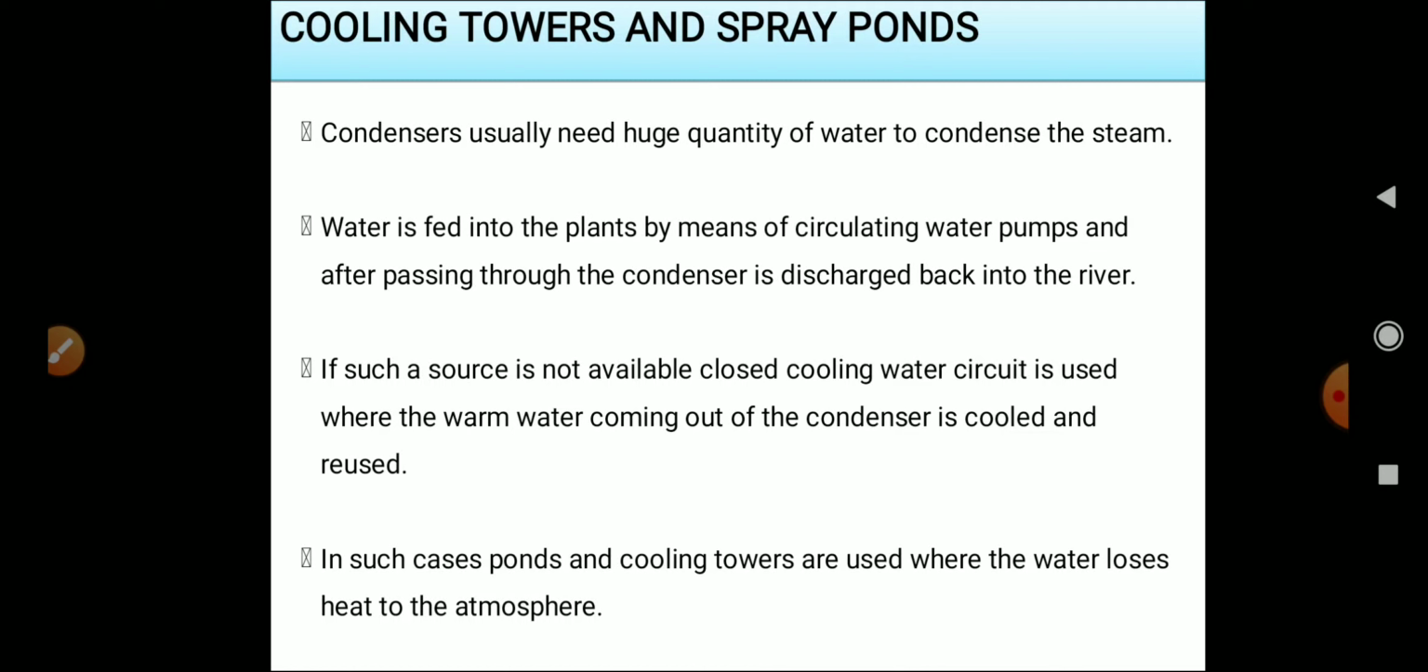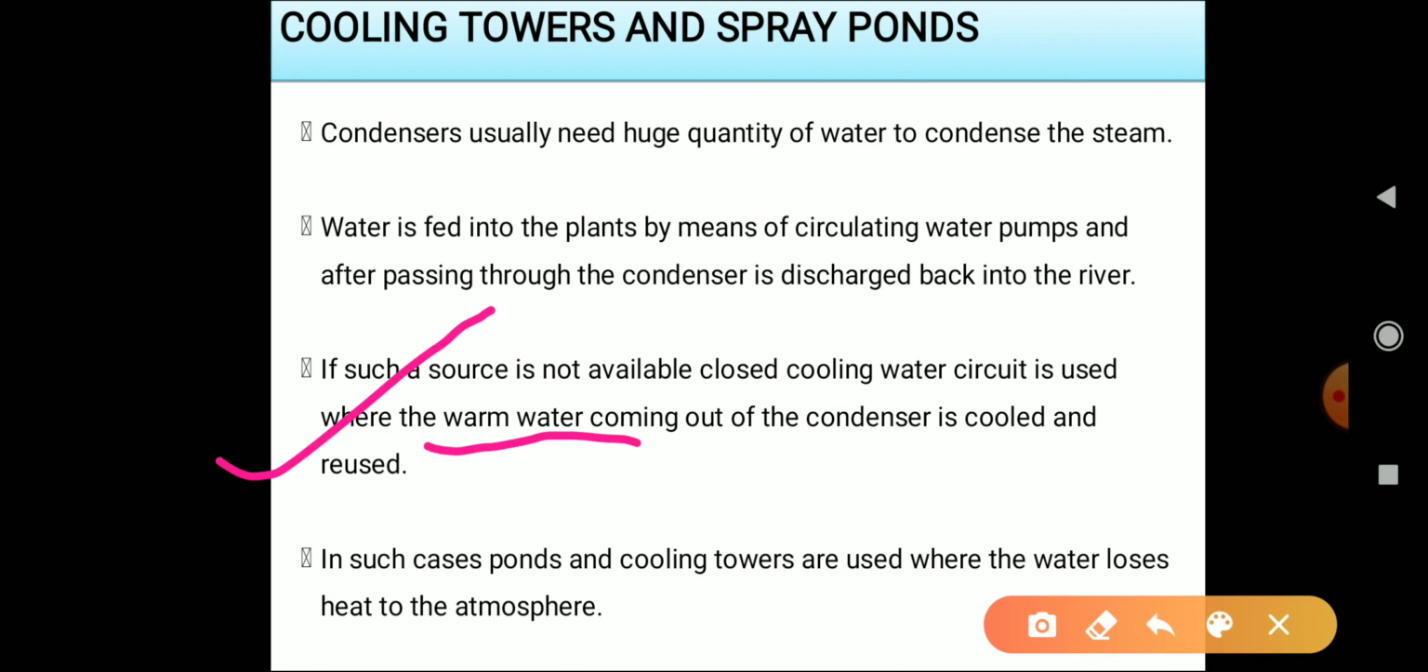Cooling towers and spray ponds. Condensers usually need a huge quantity of water to condense the steam. Water is fed into the plants by means of circulating water pumps, and after passing through the condenser is discharged back into the river from which it was initially taken. If such a source is not available, a closed cooling water circuit is used where the warm water coming out of the condenser is pooled and reused.